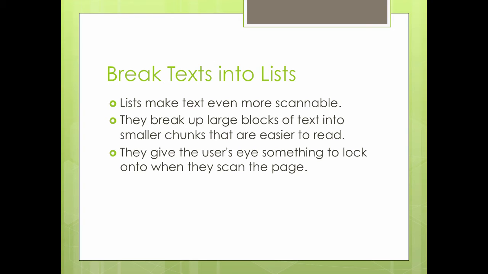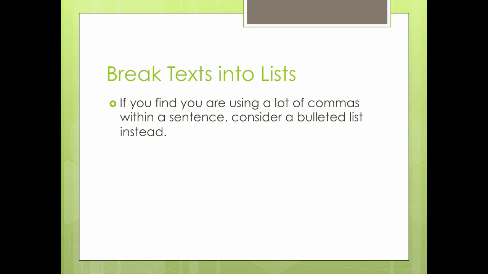I know for myself, if I arrive on an article that has a couple of lists on it and I'm trying to decide whether to read the entire article, I might scan those lists first. So if you find you're using a lot of commas within a sentence, maybe you are listing things. Consider using a bulleted list instead.